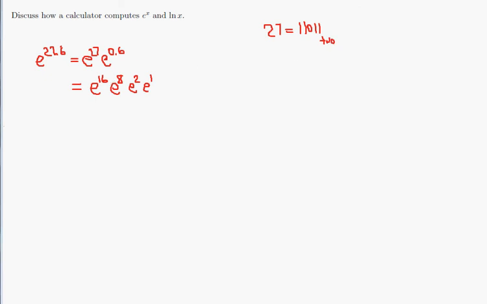So the calculator can store certain values ahead of time. Rather than recompute these things every single time, e to the 27th can be found by multiplying a few certain numbers that are stored in memory. Now how about e to the 0.6? E to the 0.6 can be found by Taylor series. So that's equal to the sum from n equals 0 to infinity of 0.6 to the n divided by n factorial.